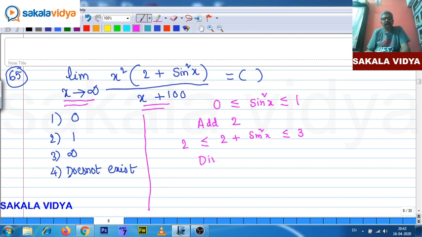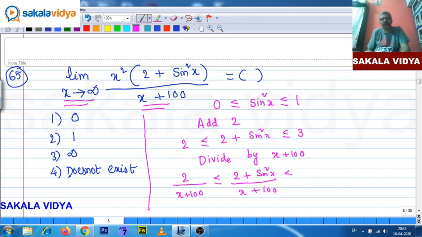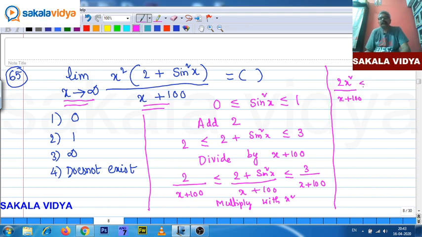So, now divide by x plus 100. You get like this: 2 by (x plus 100) less than or equal to (2 plus sin square x) upon (x plus 100) less than or equal to 3 by (x plus 100). Multiply with x square throughout. So, now this becomes 2x square upon (x plus 100) less than or equal to x square into (2 plus sin square x) by (x plus 100) less than or equal to 3x square by (x plus 100).